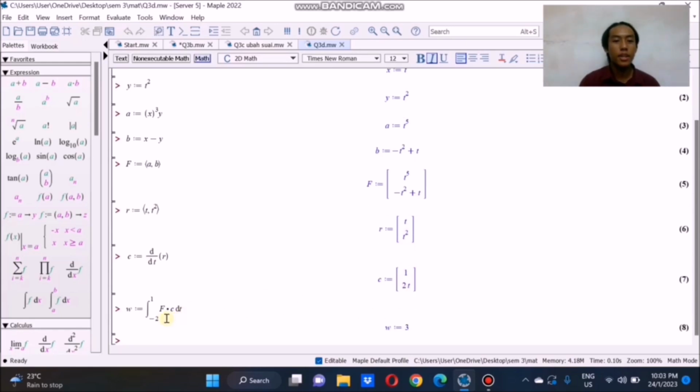And the W will be the integral of f times c with a limit of -2 to 1, and the answer automatically will be performed, 3.